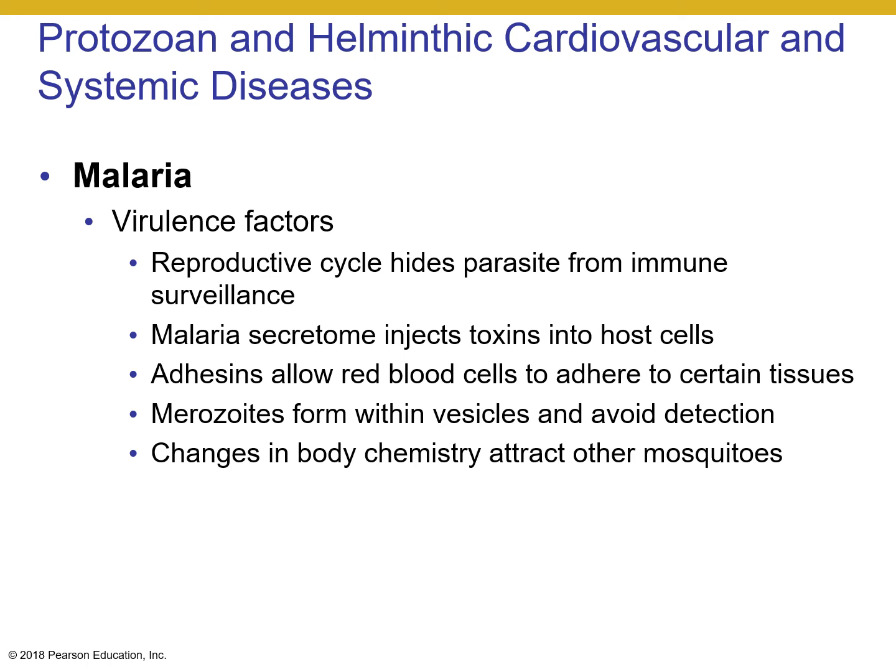So malaria, or the plasmodium, hides in the red blood cells. And so the immune system says, where'd they go? The plasmodium will inject toxins into host cells. They have adhesins. They allow red blood cells to adhere to tissues. And then they can change the host's body chemistry in order to attract other mosquitoes. So they're putting out a scent that says, yo, mosquitoes, come over here and eat. That way more mosquitoes get infected and can then infect other humans.